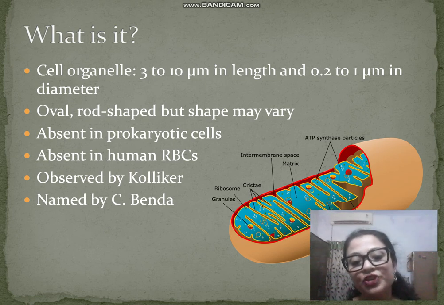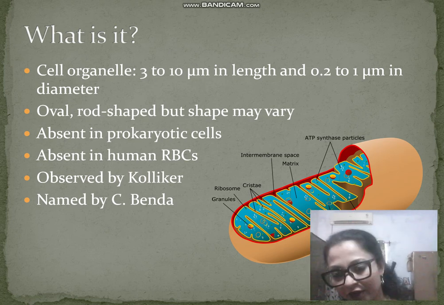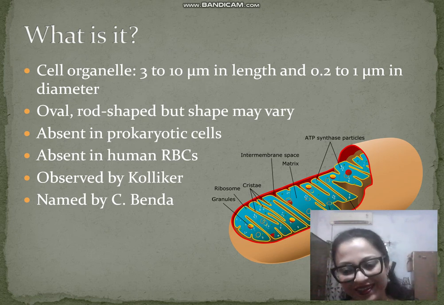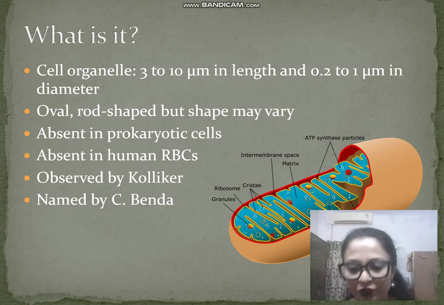Now, what is its shape? It is oval, rod shaped, usually. But again, its shape may also vary. Nothing in this living world can be really determined or fixed to one shape, to one size. Certain variability exists in life, in all cases. And that is what makes life so interesting. So, the mitochondria is no exception.